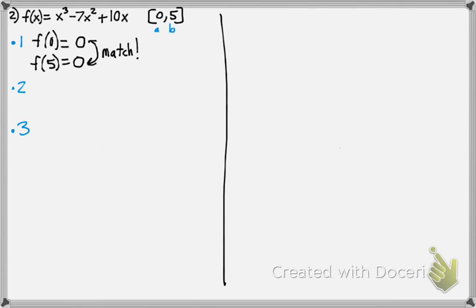For the second condition, f is continuous on the interval. Really, f is a polynomial, and it's defined on the interval and continuous on the interval. There's no jumps or anything like that. So f is defined and continuous on the interval.